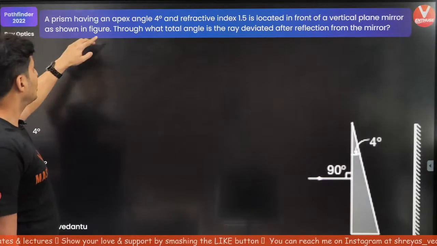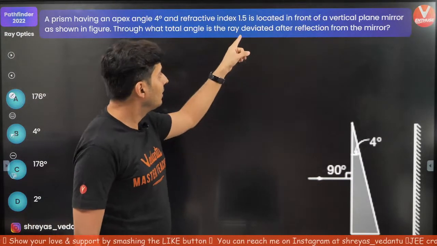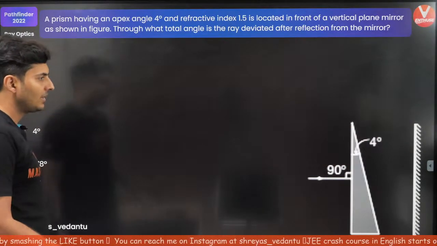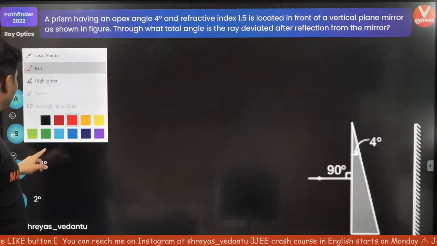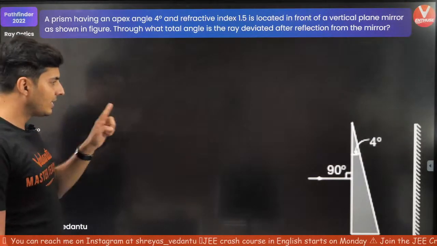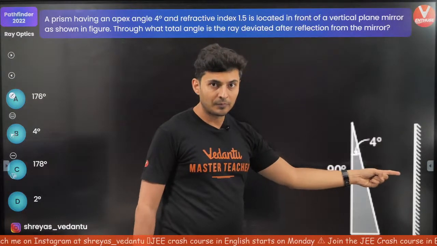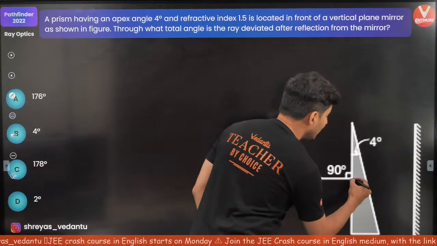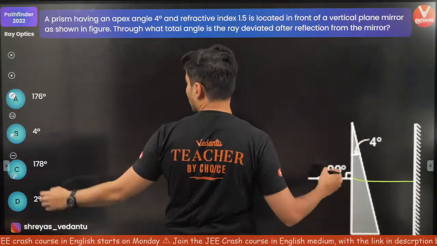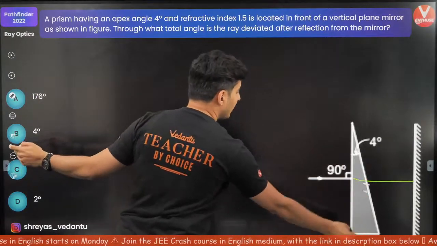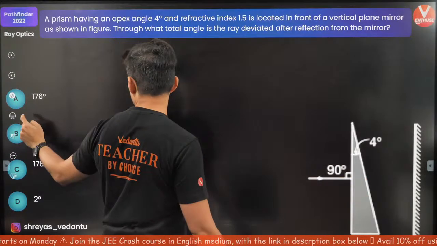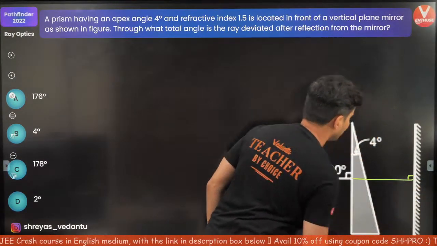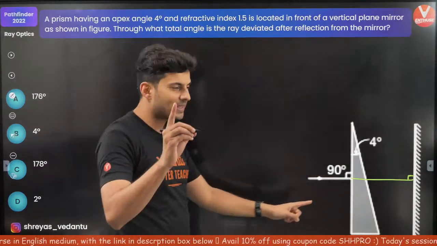Okay, right. As shown, through what total angle does the ray get deviated after reflection from the mirror? That's the question. Let's figure this out. First of all, I hope you agree that if the light ray continued its journey without the prism, it would just hit the mirror at normal incidence, correct? It will hit it normally. Only because of the prism, what's happening?